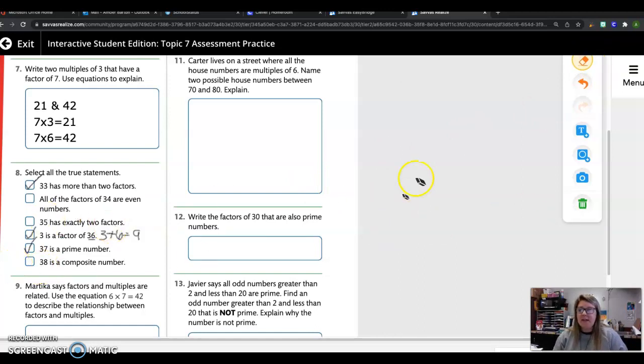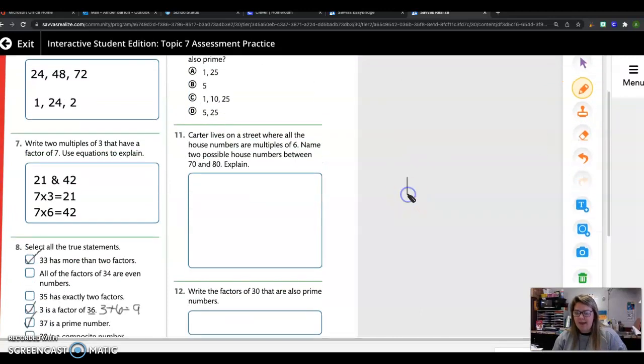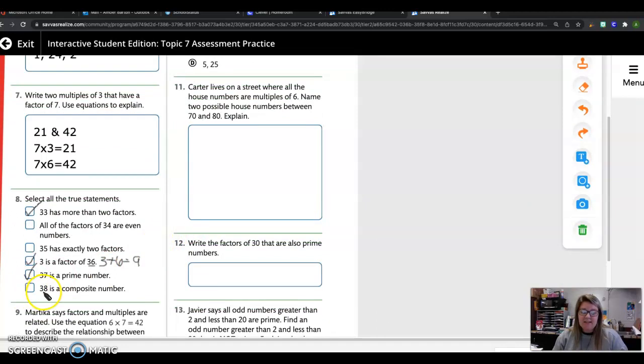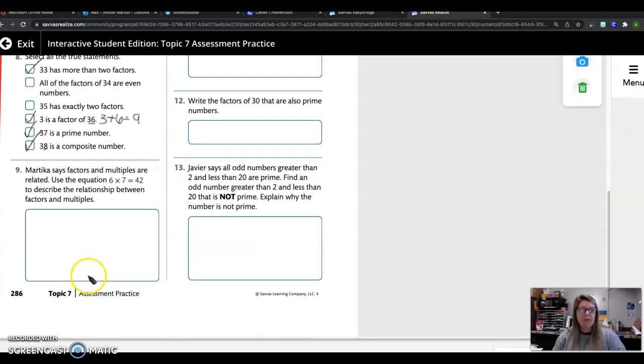And the last one says that 38 is a composite number. We know that 38 automatically is a composite number because it ends in an even number. Any even number is divisible by 2, which means it has more than just one set of factors. So we can check that one as a true statement. Let's move on to number 9.